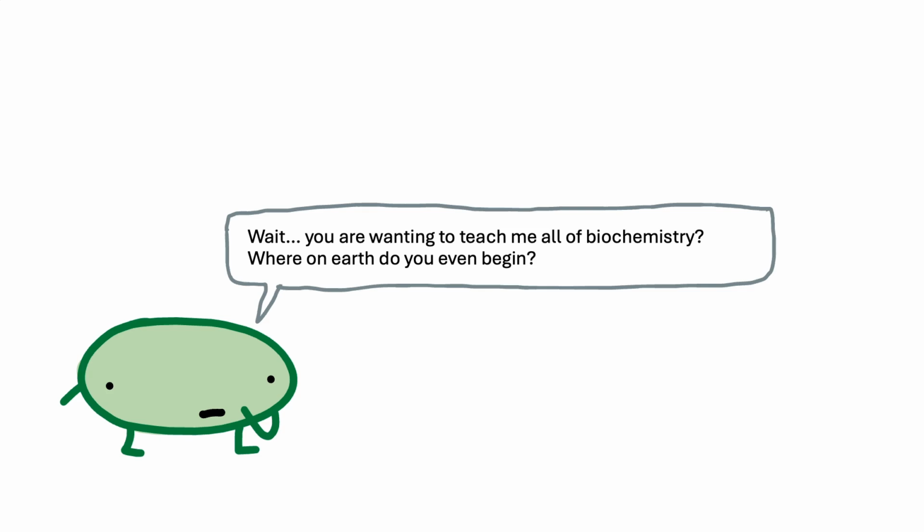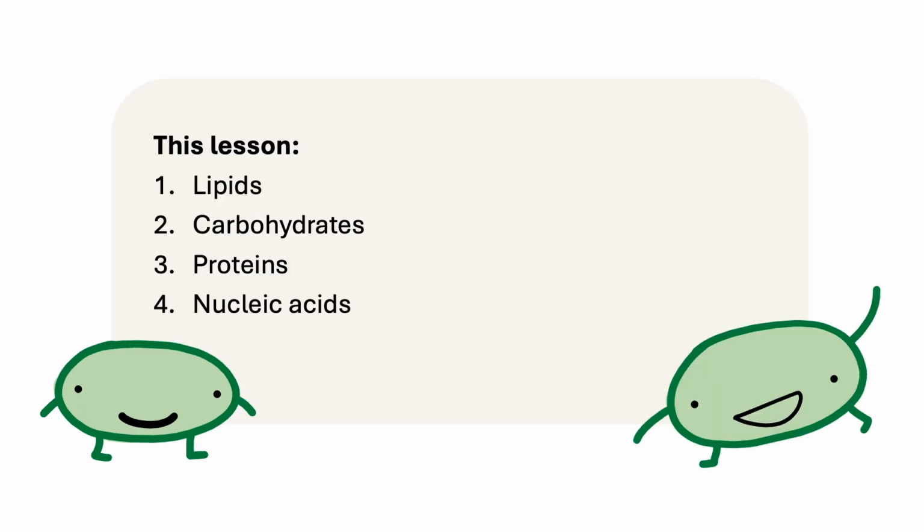What I think we really need to start off with is to talk about what all the biochemical stuff is made of. And so this lesson will talk about the 4 chemicals that make up all of biochemistry: lipids, carbohydrates, proteins, and nucleic acids. So are you ready? This is going to be our introduction to biochemistry.